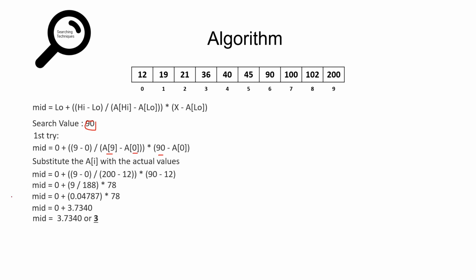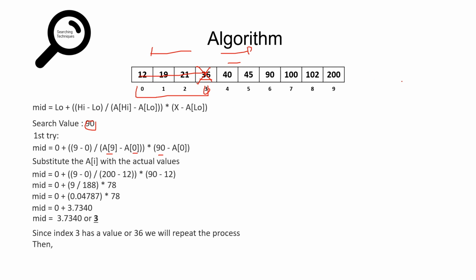If we look, does 90 match the value at index 3, which is 36? Oh no, it's not. So, that means, where should we search? Are we going to go here? Or should we go here? So, we should go to the right. That means, from this position, we will not search there. We'll skip it. So, we'll be going to the right hand position.